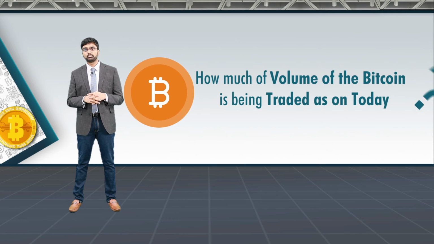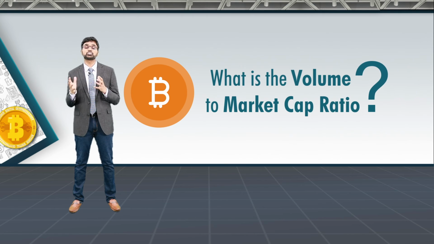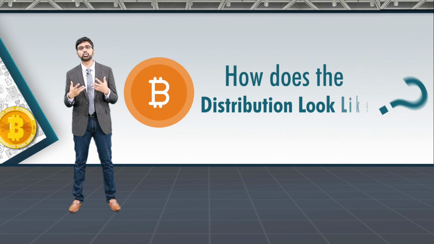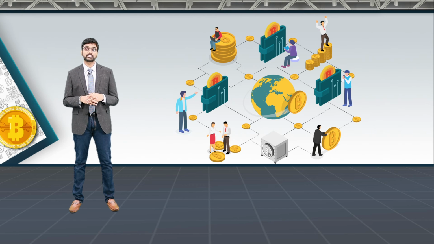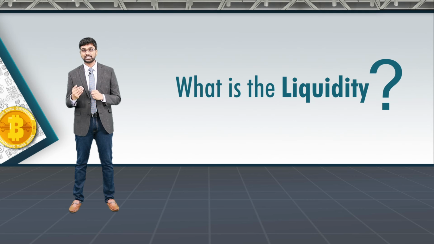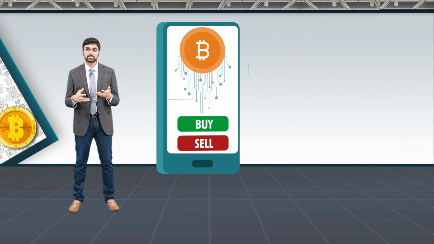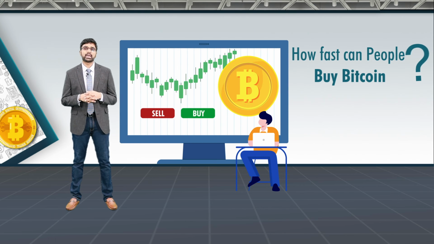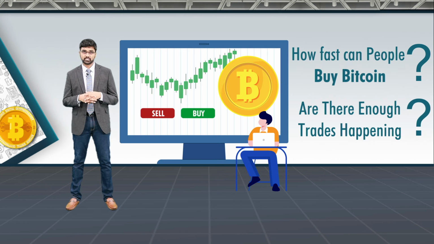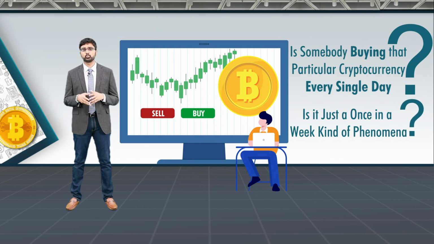How much volume of Bitcoin is being traded as of today? What is the volume to market cap ratio? How does the distribution look? For example, how many wallets have what percentage of Bitcoin or any other cryptocurrencies? We also need to find out the liquidity. Liquidity is: can I buy Bitcoin tomorrow very easily? Is it liquid? Are people selling the Bitcoin for me to buy? What is the velocity? How fast can people buy Bitcoin? Are there enough trades happening? Is somebody buying that particular cryptocurrency every single day, or is it just once in a week kind of phenomenon?